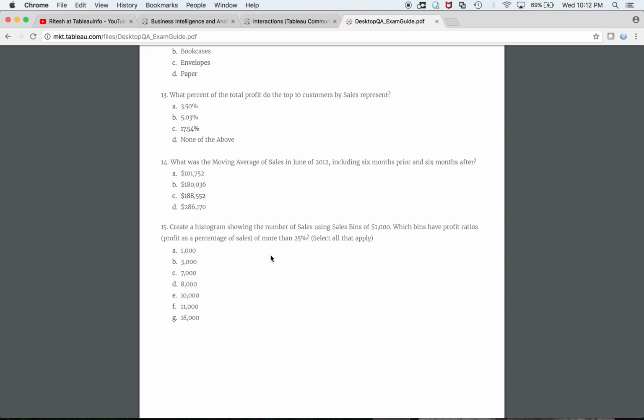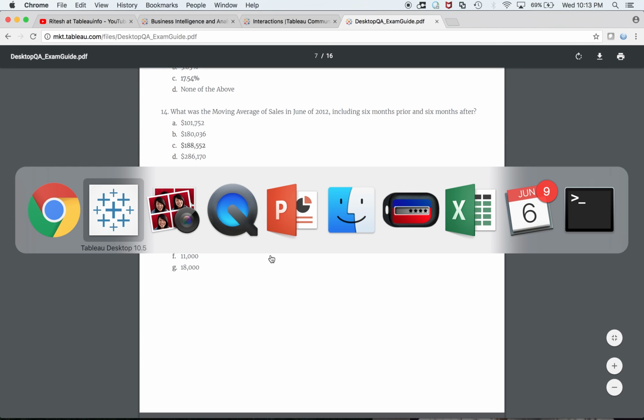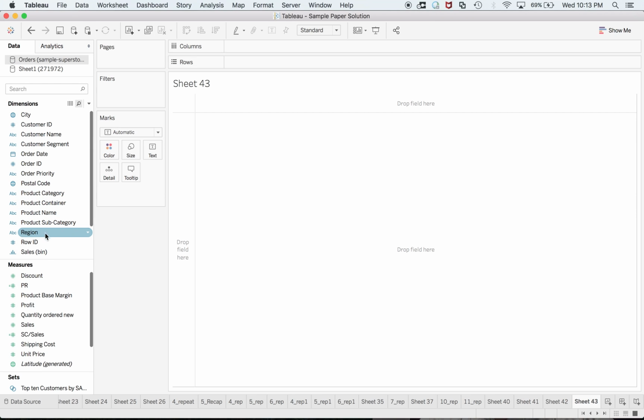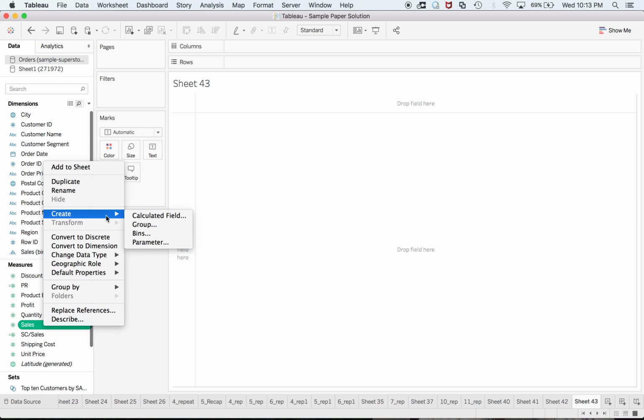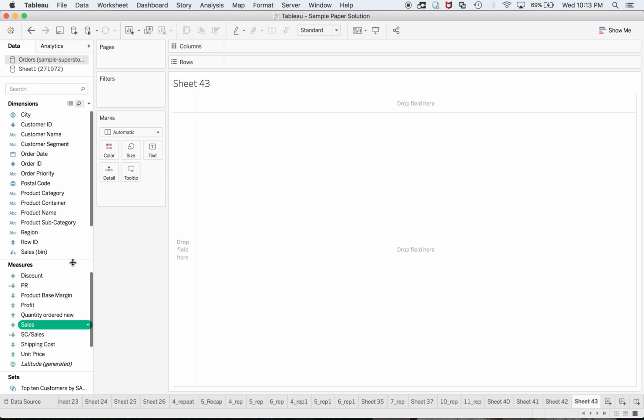Last but not the least, create a histogram showing the number of sales using sales bin of $1,000, which have a profit ratio of more than 25%. Select all that apply. So let's try to make a histogram. You know how to make a histogram. They are talking about sales bin. You will go to sales and create a bin. They have already given you the number as well, 1000. I have already made that, so I'm not doing it again.